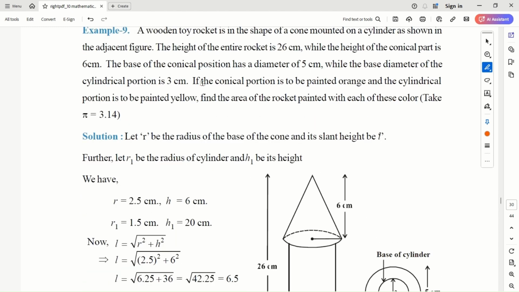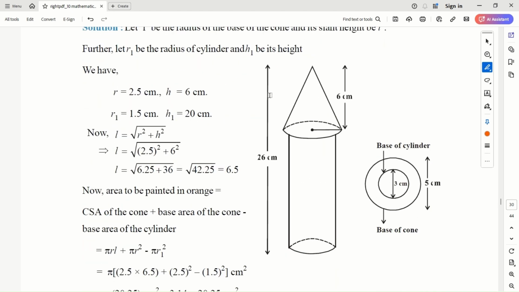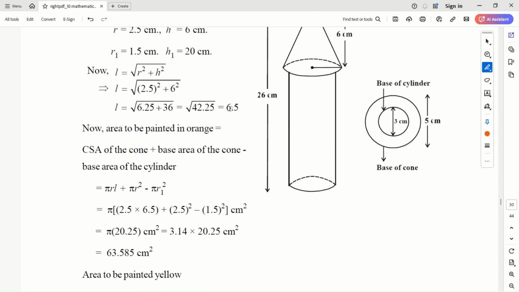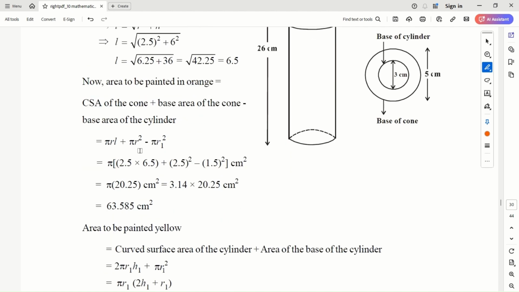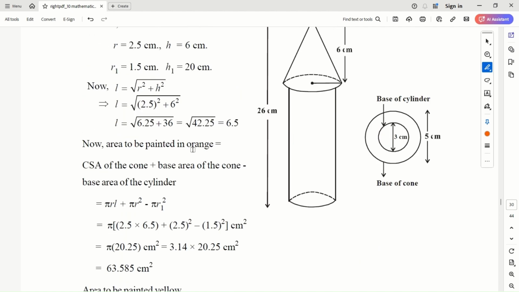Now there are two kinds of circular parts. The base of the conical portion has a diameter of 5 centimeters, while the base diameter of the cylindrical portion is 3 centimeters. So now you have all the data, just substitute properly. For the total surface area of the cone, you need the slant height, which is calculated here, which is 6.5. Now you substitute all the values, and something is missing. What is that missing?